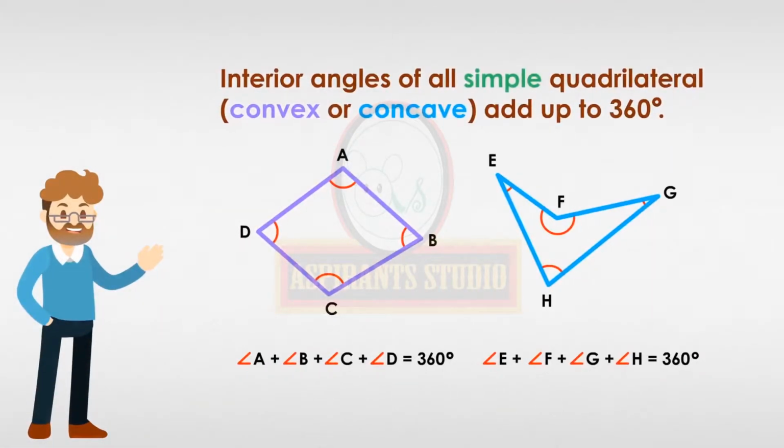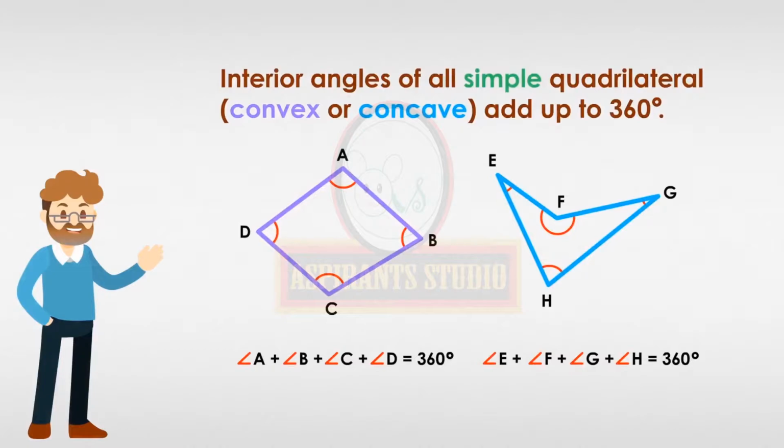Interior angles of all simple quadrilaterals add up to 360 degrees, whether the quadrilateral is a convex one or a concave one. First of all, we can see a convex quadrilateral where measure of angle A plus measure of angle B plus measure of angle C plus measure of angle D is equal to 360 degrees. Or a concave quadrilateral in which measure of angle E plus measure of angle F plus measure of angle G plus measure of angle H is equal to 360 degrees.